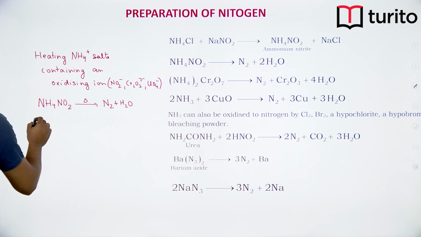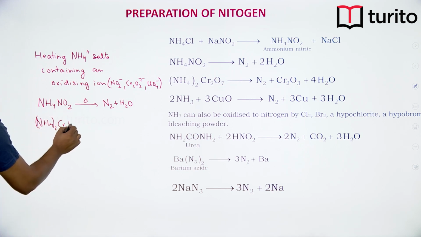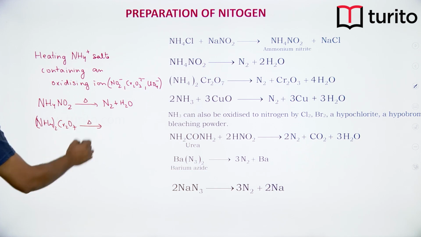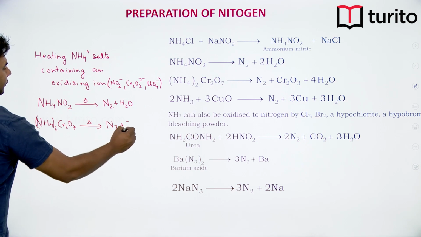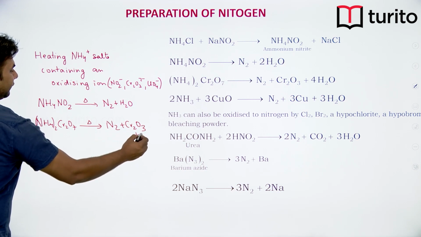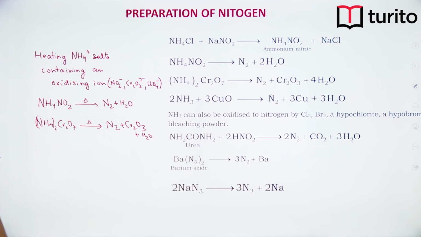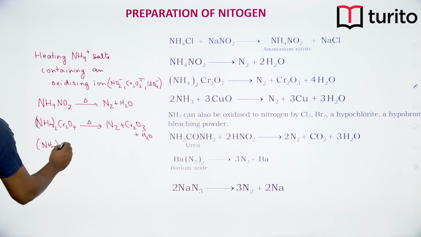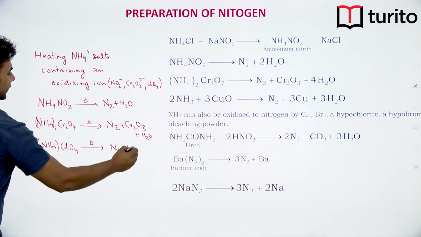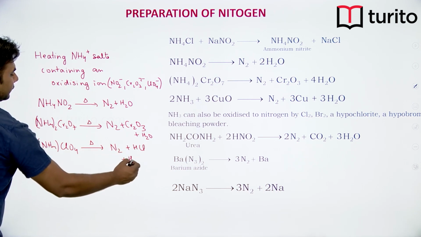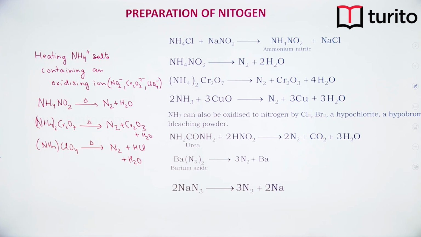If you are having say ammonium dichromate, now we know that dichromate ion is an oxidizing ion, so this will oxidize ammonium ion into N2. Cr2O3 we know is green in color, which we have done in transition compounds also, so we will form N2 plus Cr2O3 plus water. Similarly, on heating ammonium chlorate we get N2 plus HCl plus water. Again a very important reaction.